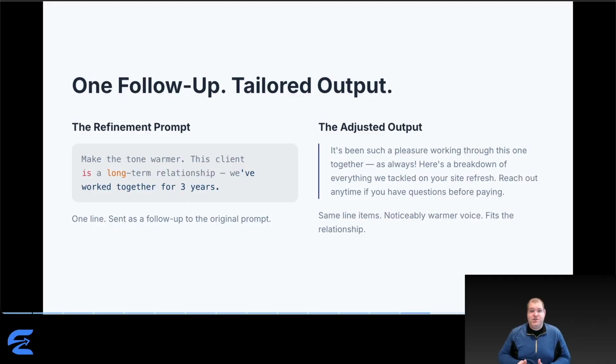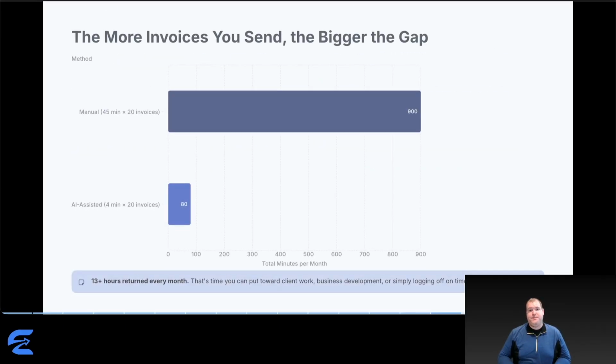The language shifts. The output comes back with a noticeably warmer voice, the kind of language that fits a 3-year working partnership, not a first project. "It's been such a pleasure working through this one together." Reads very differently than a standard professional summary. And the client on the receiving end of that invoice knows you actually thought about them when you wrote it. One short follow-up prompt, 10 seconds, the invoice now fits the relationship.